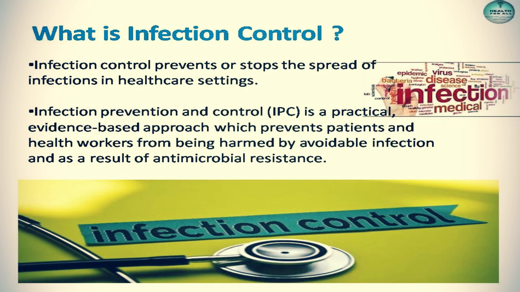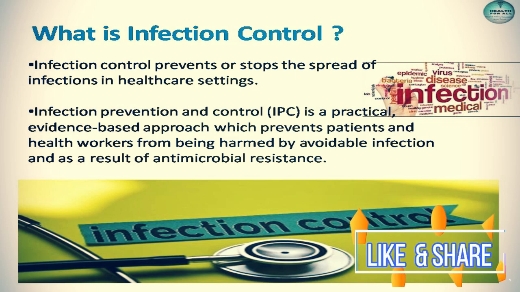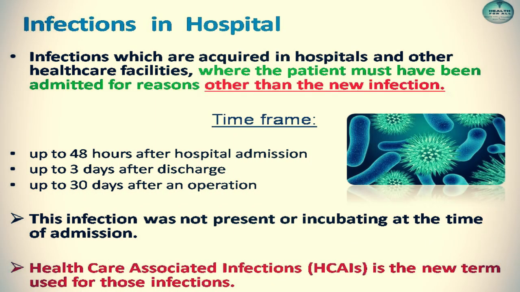Now, what is infection control? Infection control is a set of methods that are used to prevent the spread of infection in hospitals. These are infections which are acquired in hospitals and other healthcare facilities where the patient must have been admitted for a reason other than the infection. The time frame includes up to 48 hours after hospital admission, up to 3 days after discharge, or up to 30 days after any operation or OT. This infection was not present or incubating at the time of admission. Healthcare associated infections, or HCAIs, is the new term used for those infections.